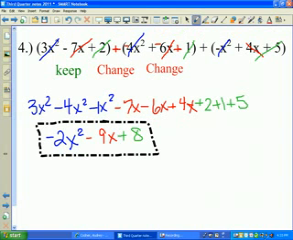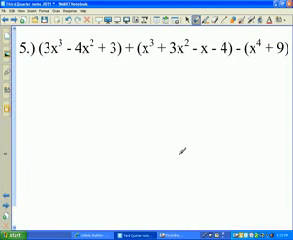Okay? So it may seem huge in the beginning, but if you remember the steps and walk yourselves through it step by step, you'll be fine. Okay? If you want, give number 5 a try. If you want to pause this, you can. Try to work it out yourself, and then we'll keep going.